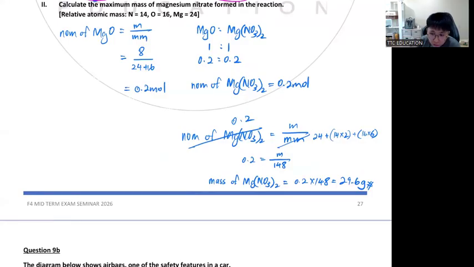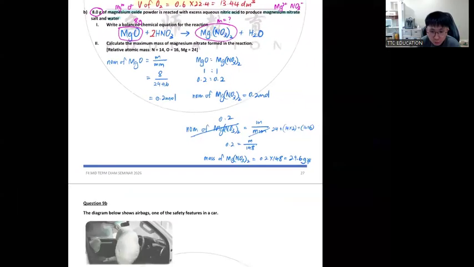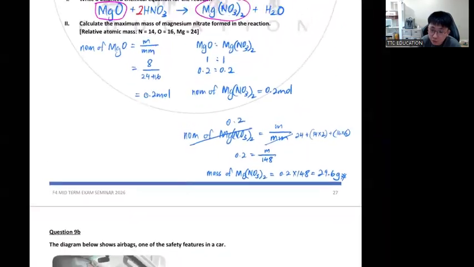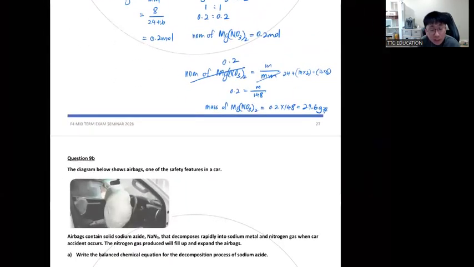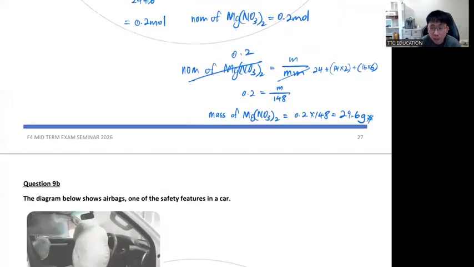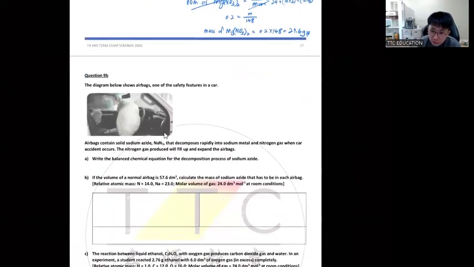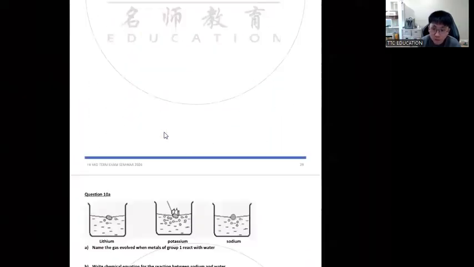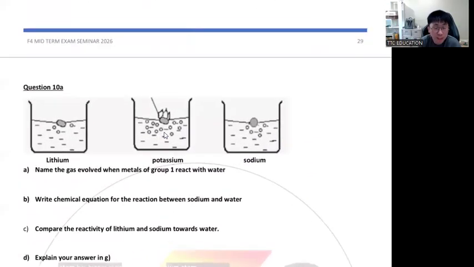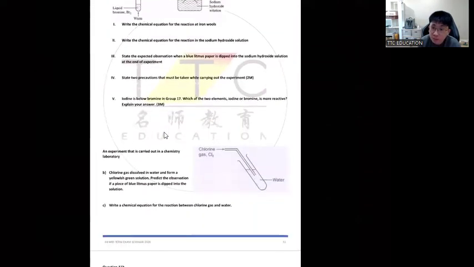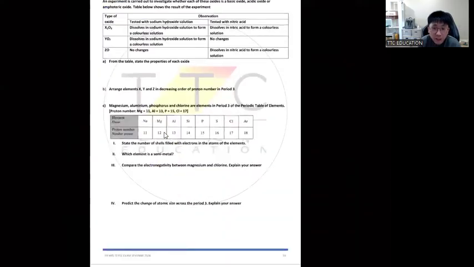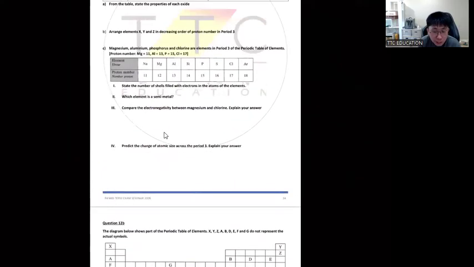Okay, guys, all good. We have more questions. After this question, we have 9B and 9C, similar questions, but because our time is almost up, let me just introduce a few things at the back. 9B and 9C are almost the same thing. Question 10 onwards is chapter 4, which is your group 1, and then we have group 17. Questions 11 and 12 we haven't learned, so we're going to learn them in the next few weeks.